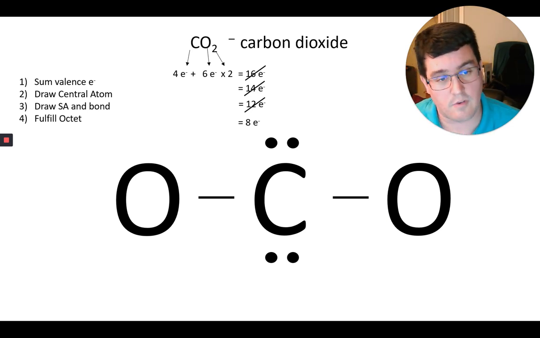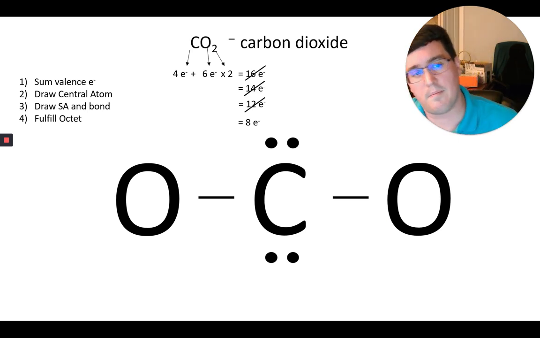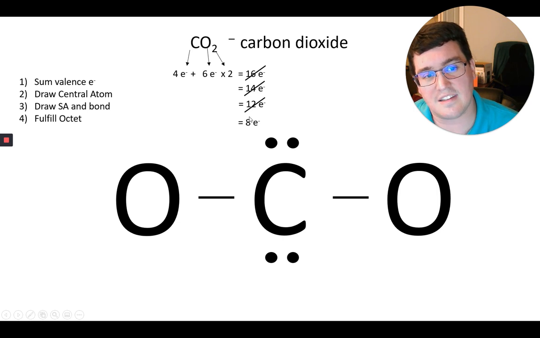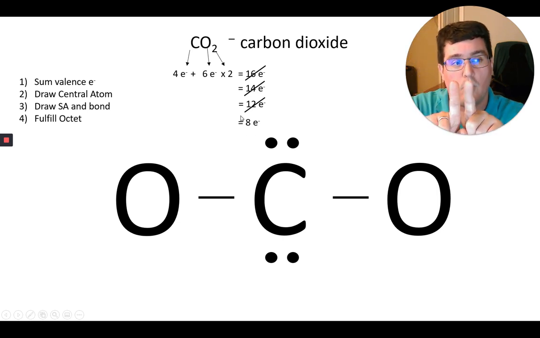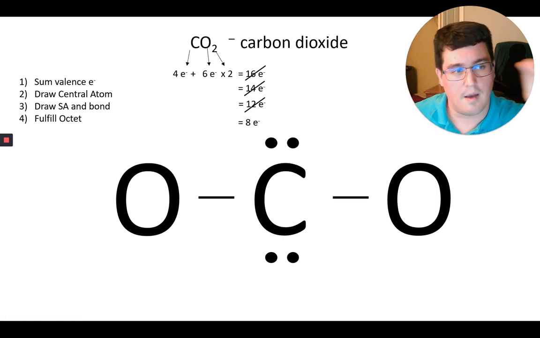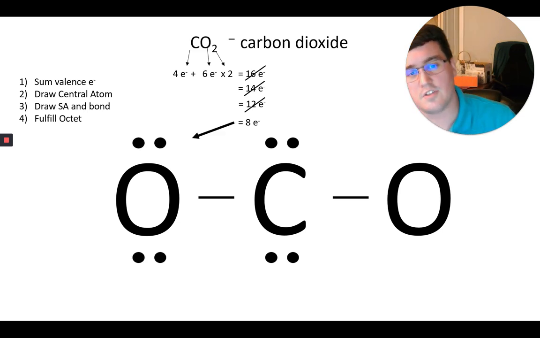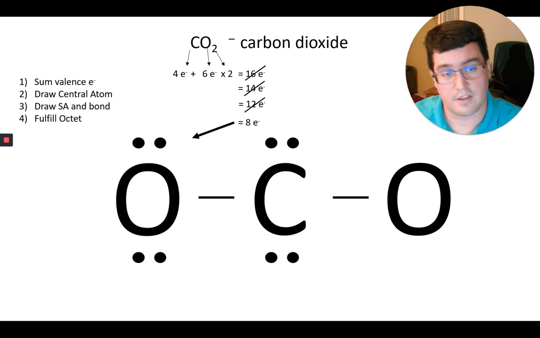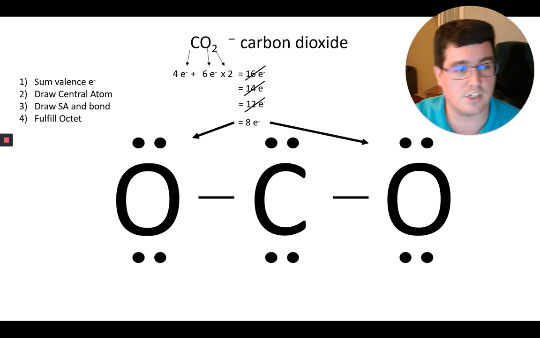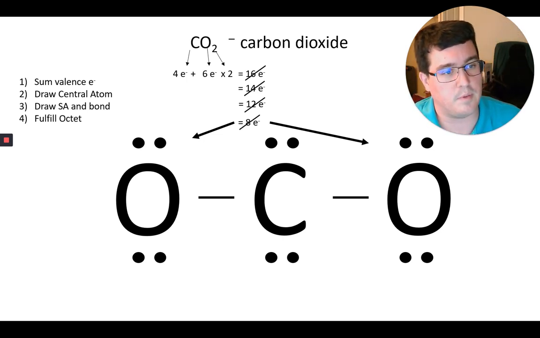Now we worry about the other atoms, and we look here and we remember that I've got 8 electrons left. And remember, what we're going to do is we're going to split those amongst the surrounding atoms right here. So 4 of them go to the oxygen on the left, 4 of them go to the oxygen on the right. And that leaves me with no electrons left to put in this atom.